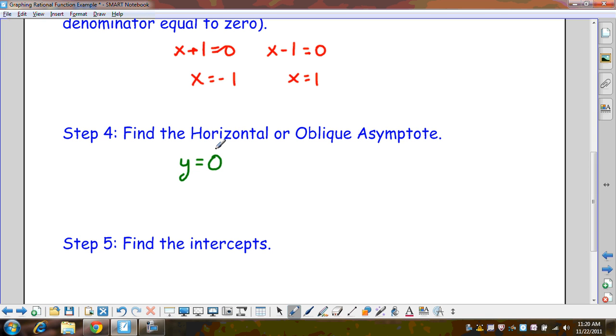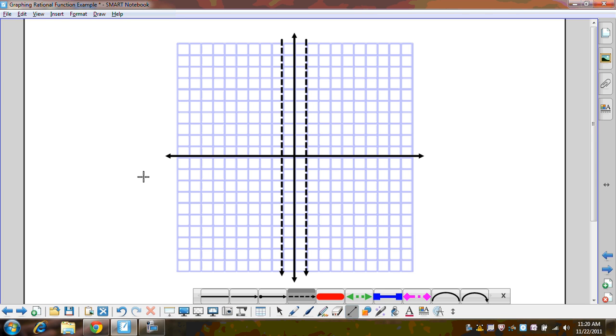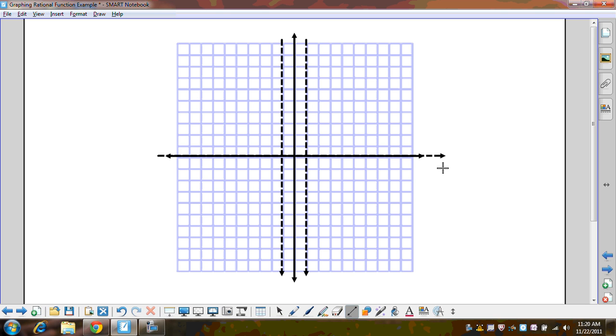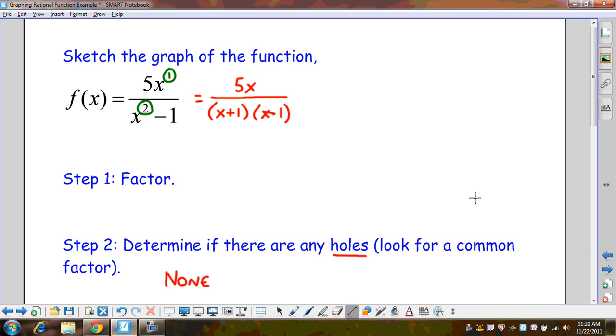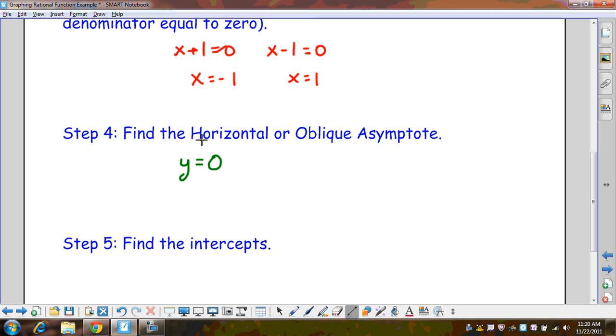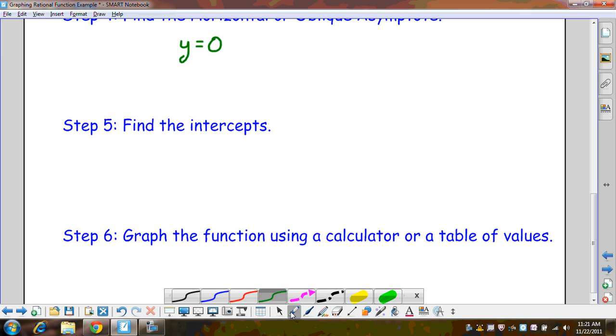Let me say that one more time. When the degree is larger in the denominator, the horizontal asymptote is always y equals 0. Now, the other cases for horizontal and slant asymptotes, I go over in another tutorial. So if you need to take a look at that, go ahead and do that. So once again, I'm going to graph my horizontal asymptote at y equals 0.